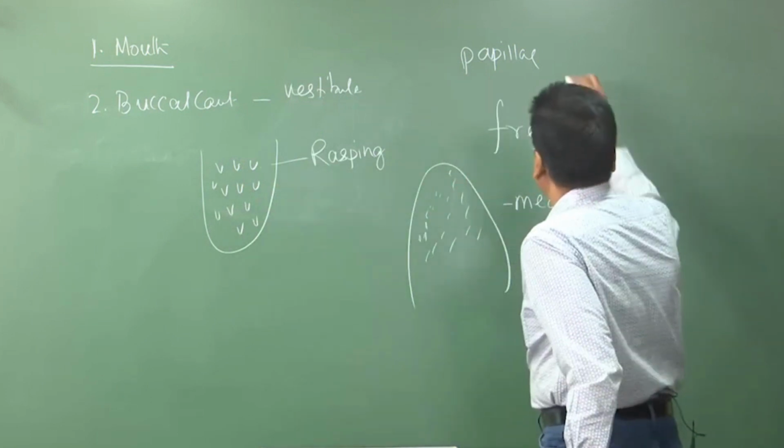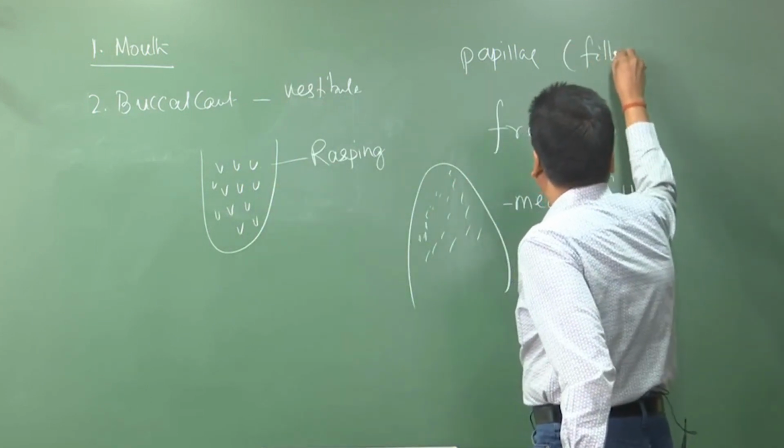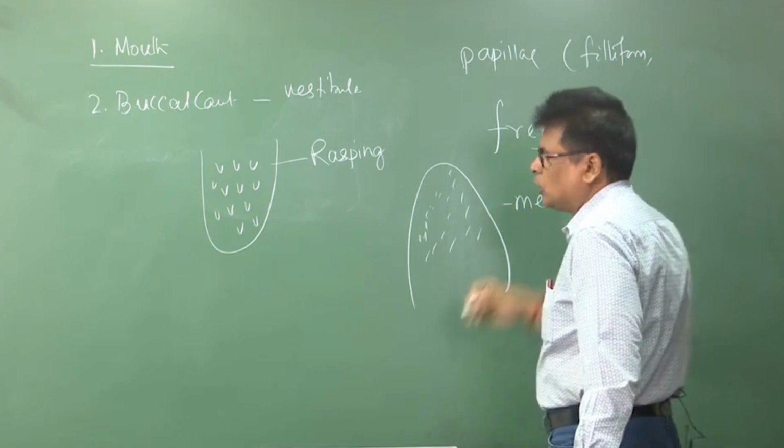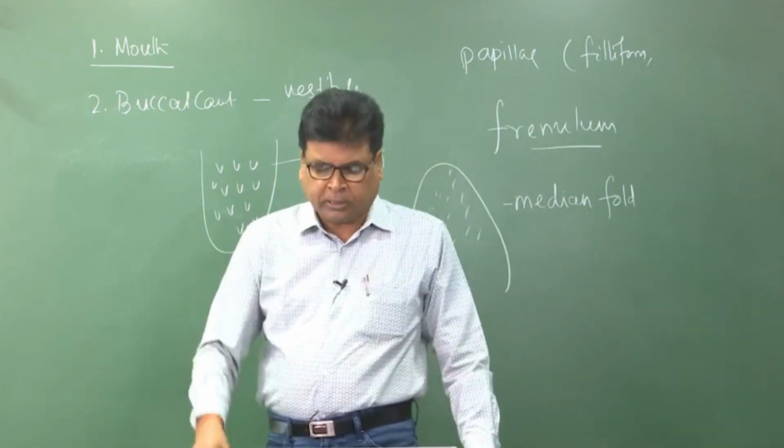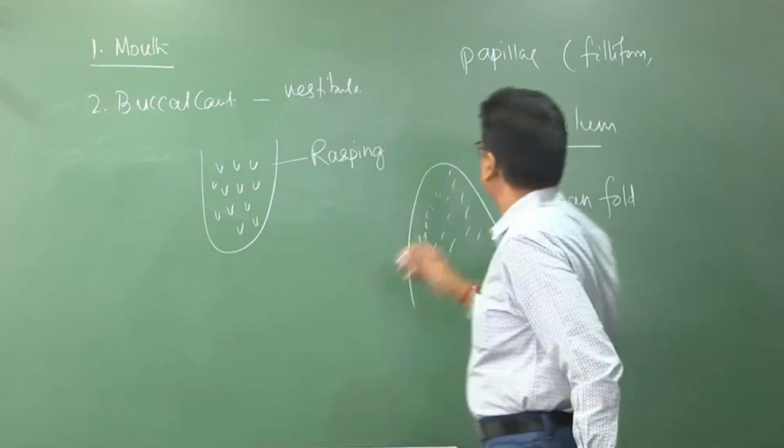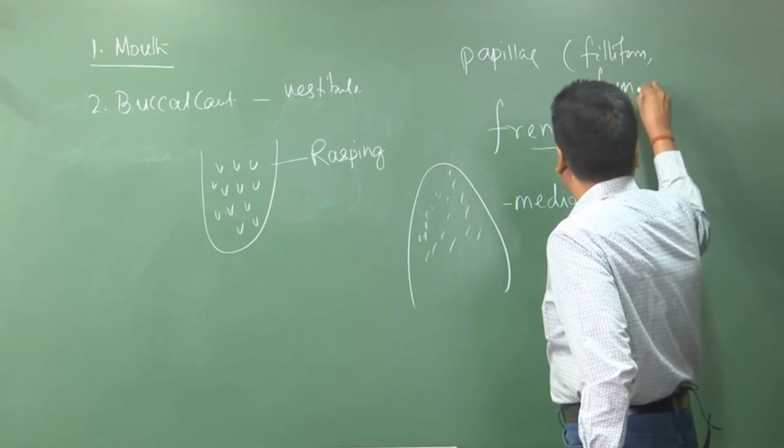The four kinds are: first, filiform. You should remember this one, as these are short questions. The second one is fungiform.